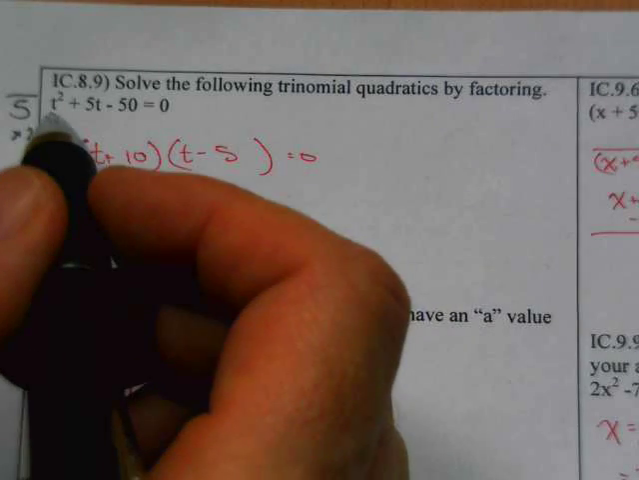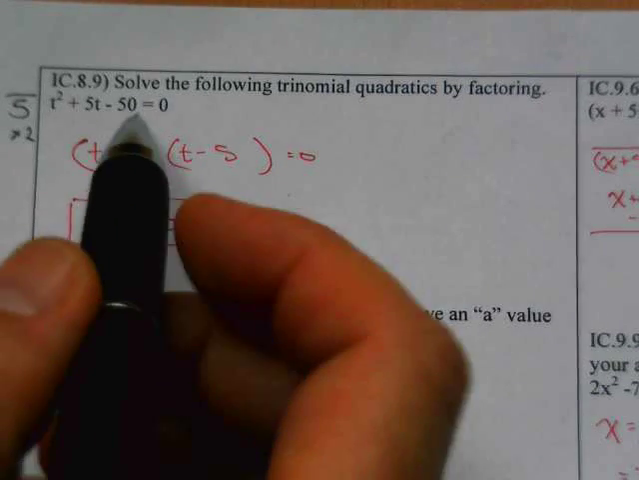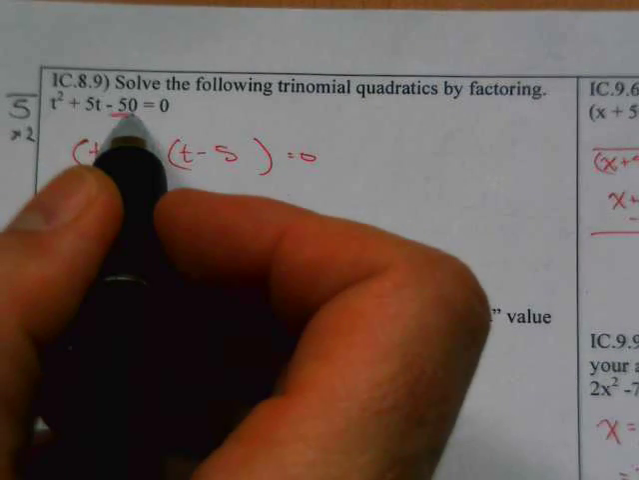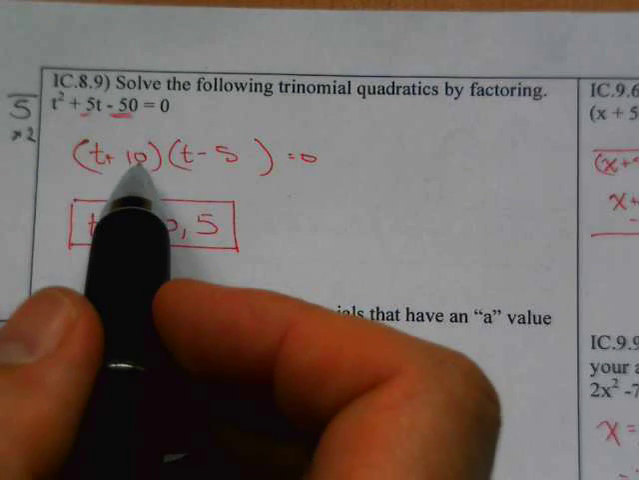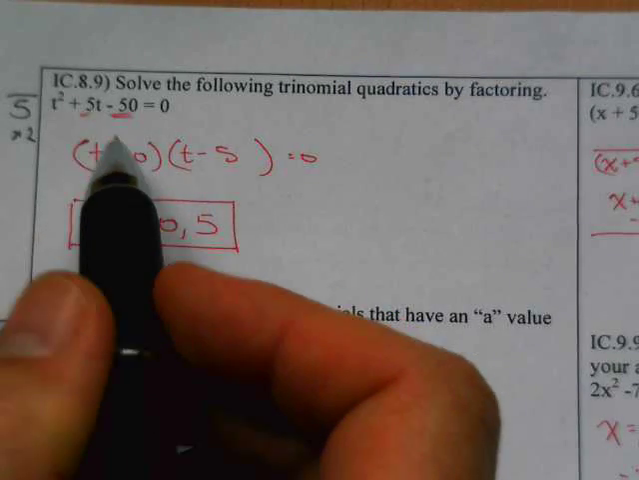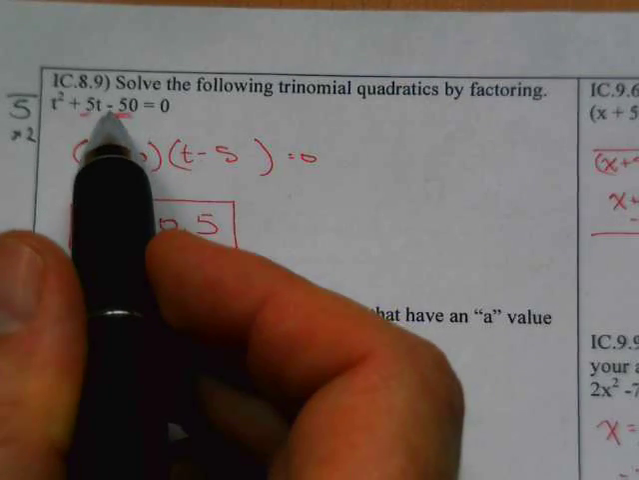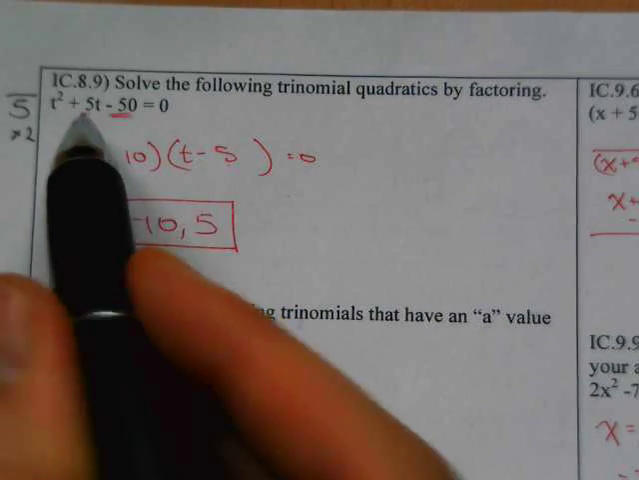Here we've got a regular standard trinomial quadratic. You guys did really well on this on your milepost test. So we want to find factors of 50 that would add up to 5. Well, you know that you need to have one positive and one negative. That's the only way when we multiply these back together we get a negative 50. And then 10 minus 5 gets me positive 5.